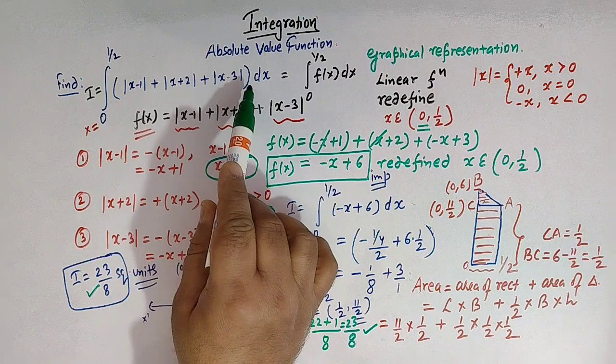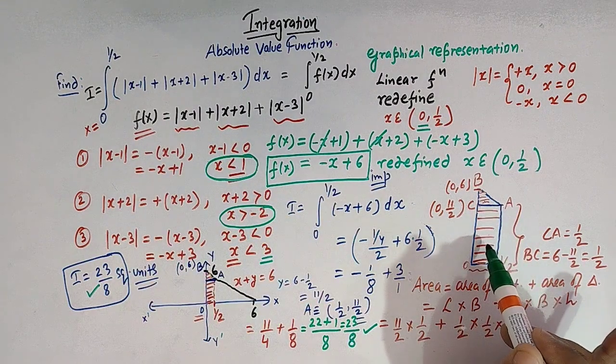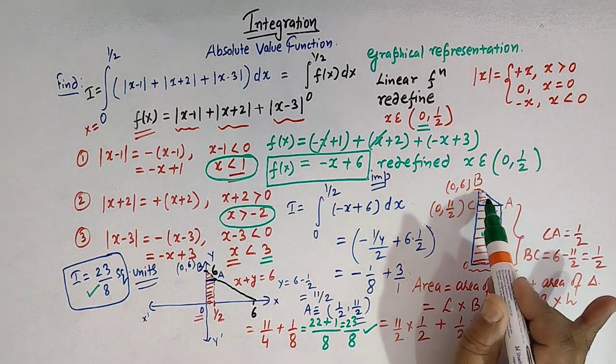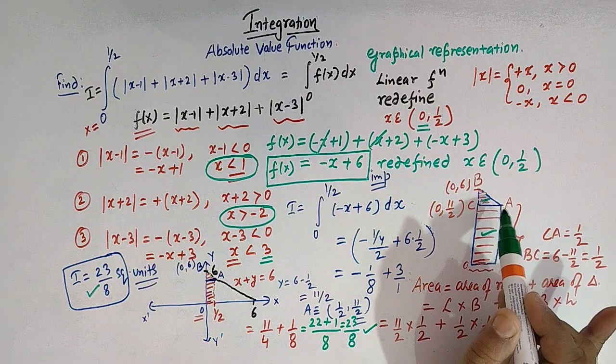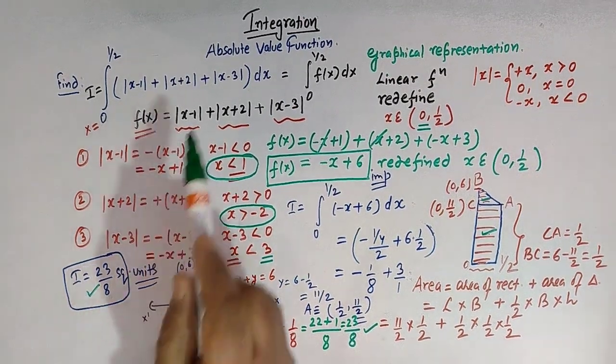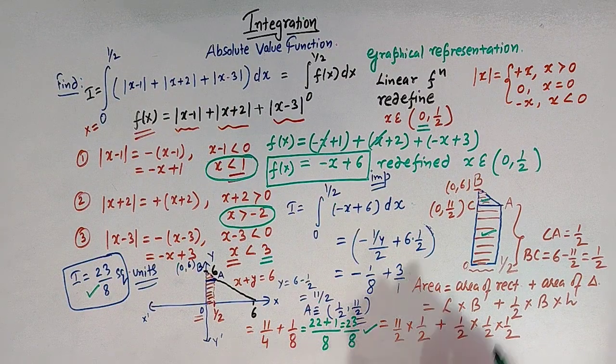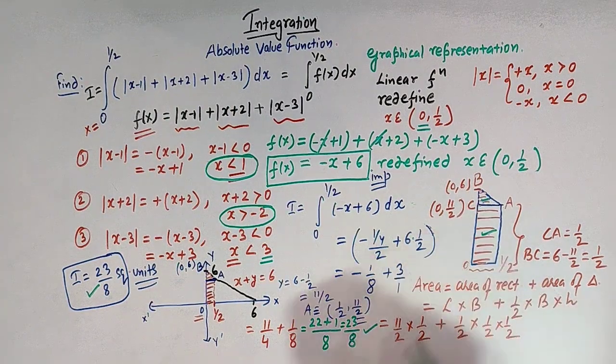So the value of this integral can be verified by adding the areas of this rectangle and this triangle, right? So viewers, this is a very, very important and conceptual problem for beginners, and this is how we can combine this definite integral with this area, right?